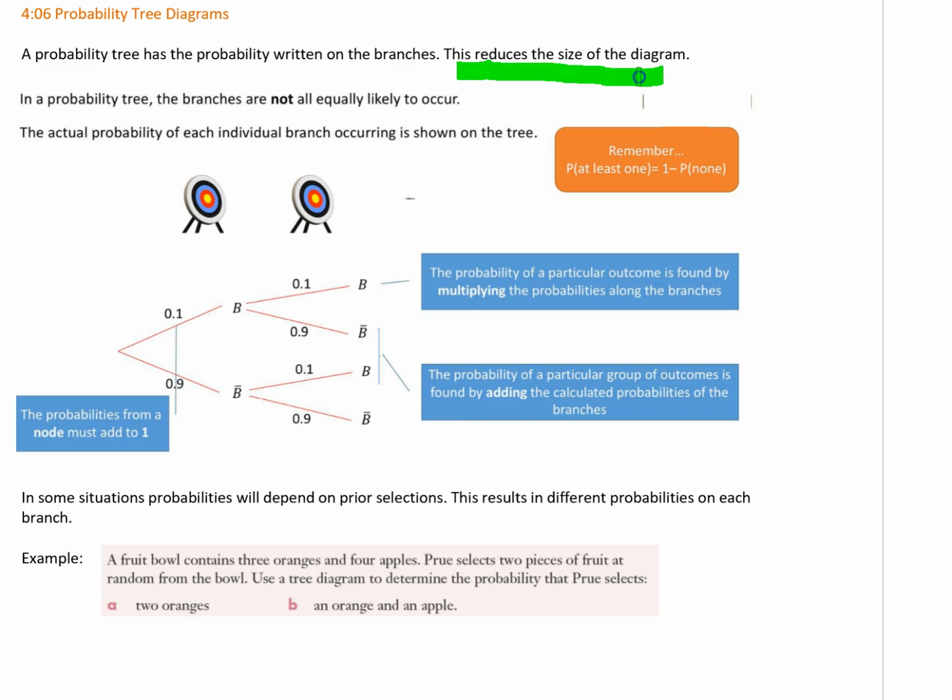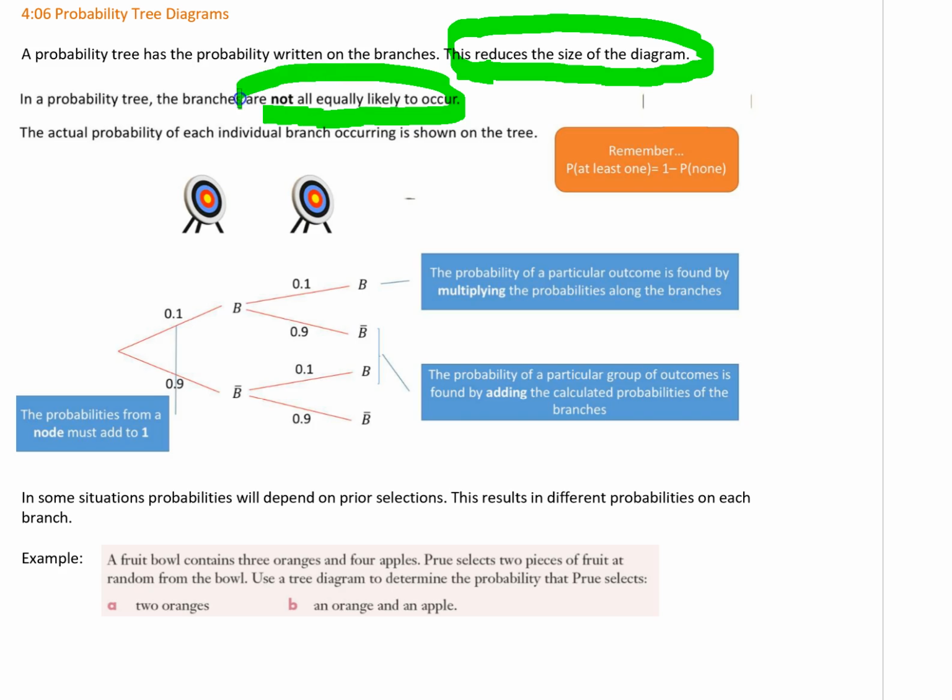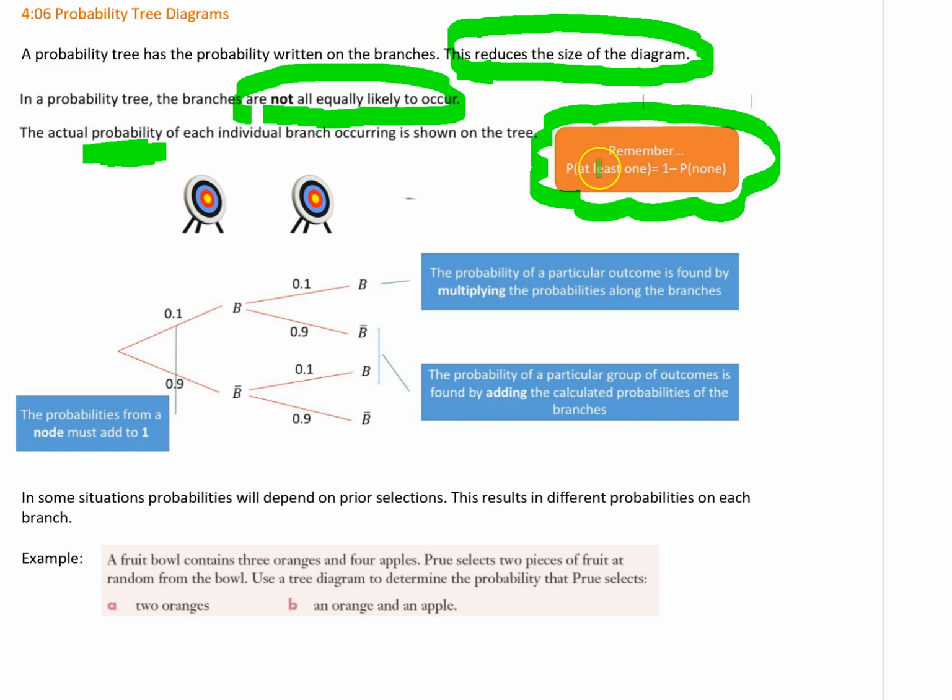So some key things to note will be it's really good because it can reduce the size of the diagram. We don't need as many branches. We're just going to reduce it to maybe 2 branches if we possibly can. But by doing that, not all branches are equally likely, which means we have to write the probability on each branch. And remember this complementary fact, the probability of at least 1 is 1 minus the probability of none. And we saw that back in a previous exercise.